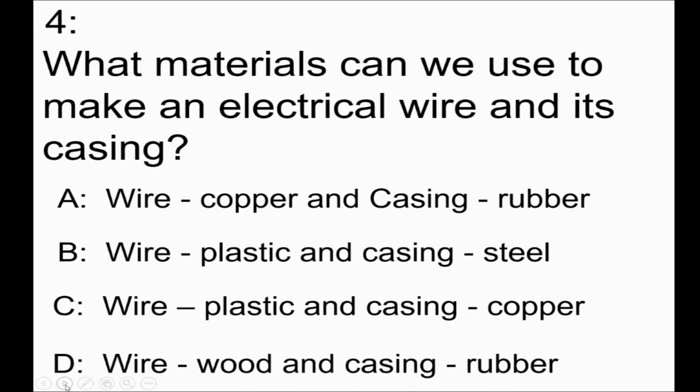So the question one more time, what materials can we use to make an electrical wire and its casing? So the correct answer is A. The wire is made of copper while the casing is made from rubber.